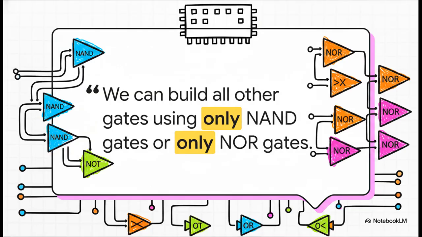Now, this is why they're called universal gates, and it's actually a pretty mind-blowing concept in electronics. It means that if you have a big enough box of just NAND gates, or just NOR gates, you could build any other logic gate you want. And if you can build any other gate, you could, in theory, build an entire computer. It makes the whole manufacturing process way, way simpler.